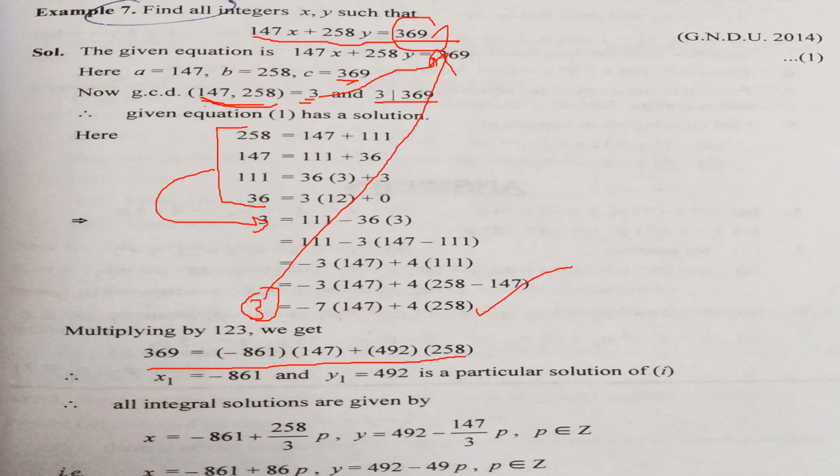So in this equation, this is 147, this is our x1, this is our y1. So we get the solution x1 and y1. If we get x1, y1, then you can find the other solutions. So if you have to find a particular solution, you have to express the GCD as a linear combination of a and b. Then you get this step. Then divide C by the GCD, find the multiplier, and multiply that equation. In this way, you can find a particular solution.